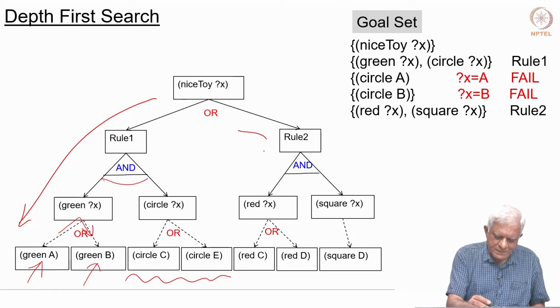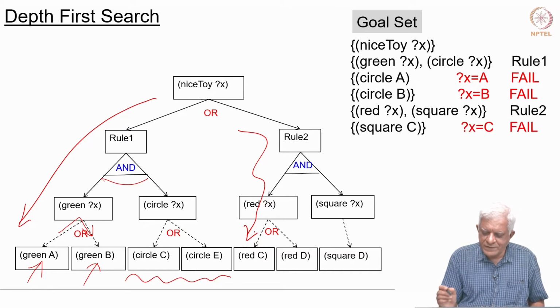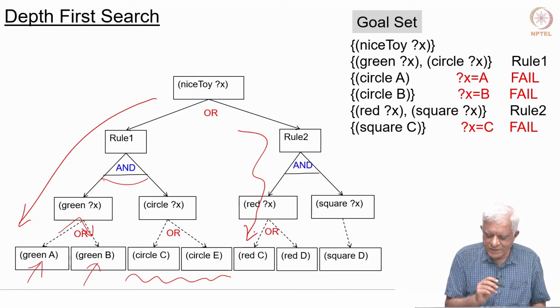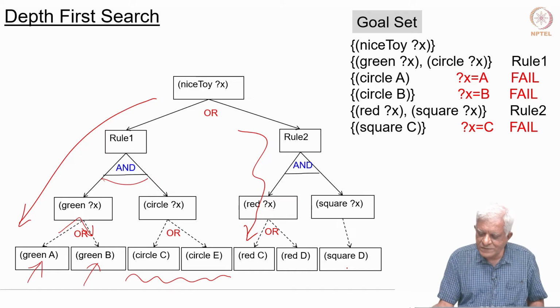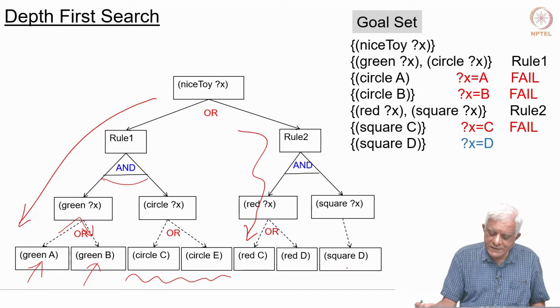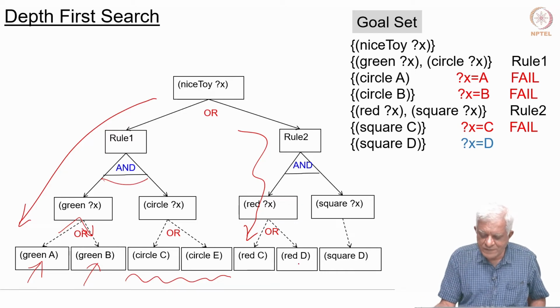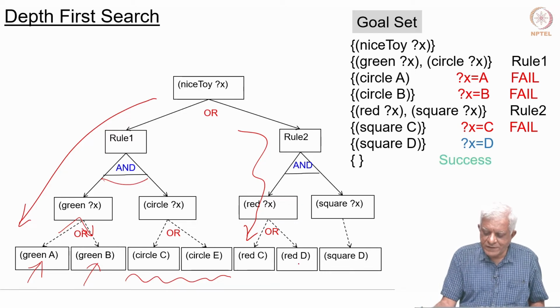We go down looking for something which is red, and the first thing we find is that C is red. So, we say yes, C is red, but now we must show that C is a square, but C is not a square because there is only one square thing in our this thing. So, we have to backtrack from there, and then we say okay, let us see D is red. So, is D a square? And in this small nice example that I have constructed, D is indeed a square.